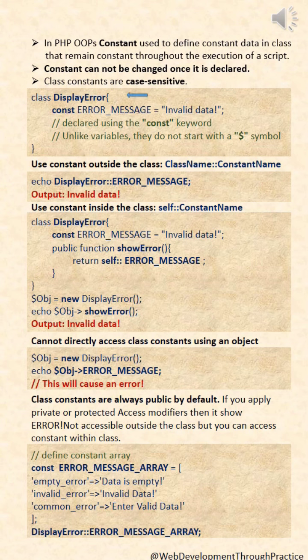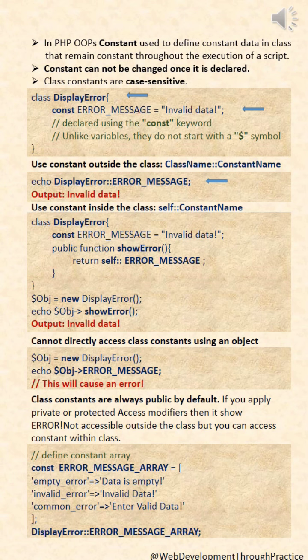Let's consider a class called displayError in which we define the constant error message using the keyword const. It's important to note that constant properties are defined using the const keyword and cannot be preceded by the $ sign. To access the error message constant outside the class, we use the class name displayError followed by the double colon and the constant name error message.